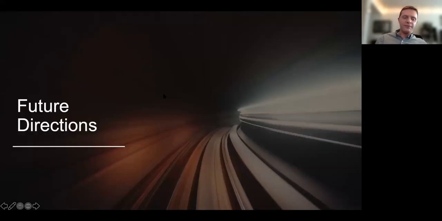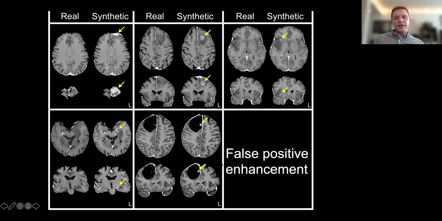So where are we going in the future with this project? Well, there are a couple of really interesting things that came from this project, and one of them was the false positives. We did systematically look at the data to see if there were false positive enhancement, and we did identify these 5 cases. These 4 here, these 2 and these 2 on the bottom, were all low-grade tumors that did not enhance, but that the algorithm inappropriately assigned enhancement to.